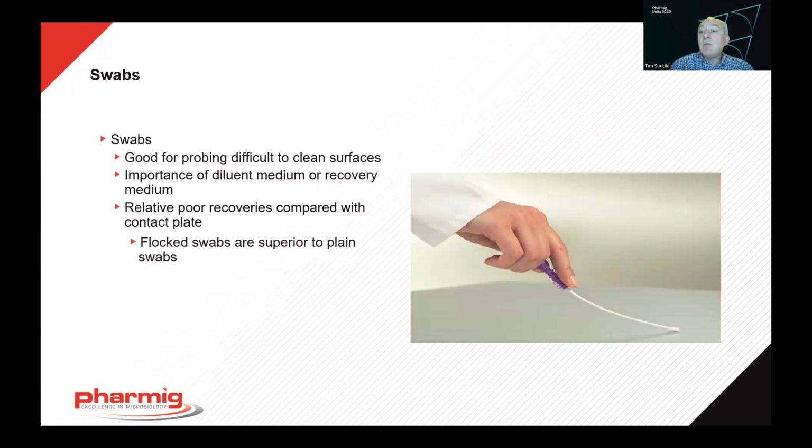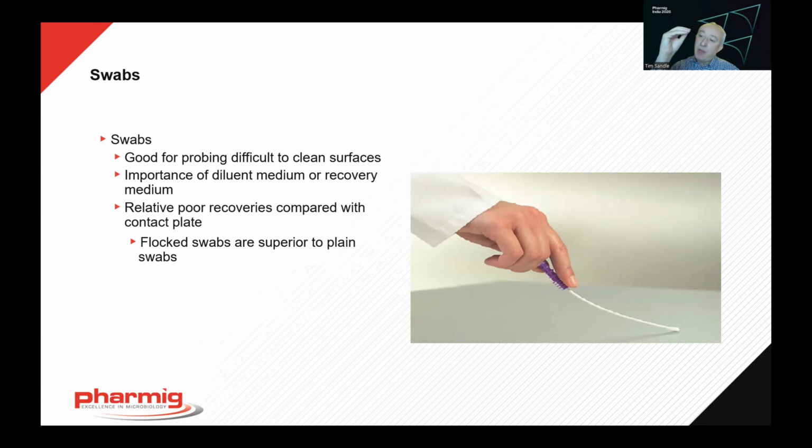Swabs. Swabs generally do not recover contamination from the surface as well as the contact plate. This is the reason why swabs tend to be restricted to irregular surfaces or very narrow surfaces. That could be a window ledge, or if we're going back to aseptic filling, it could be the filling needle itself. Where we have a choice of different swabs available, we should always opt for moistened swabs, either pre-moistened or ones that we moisten ourselves, and flocked swabs.